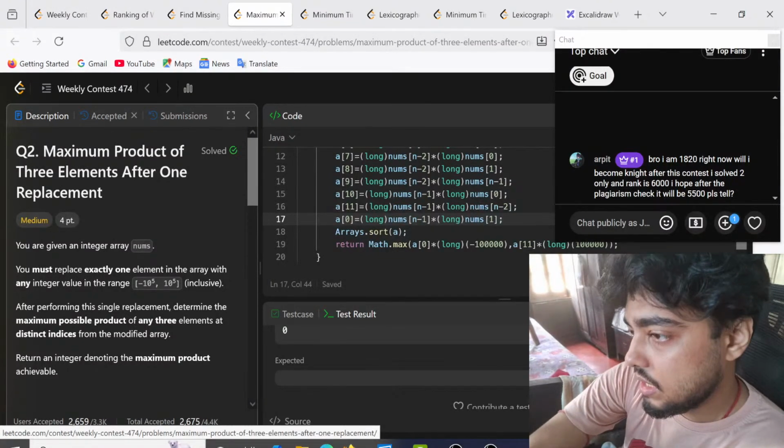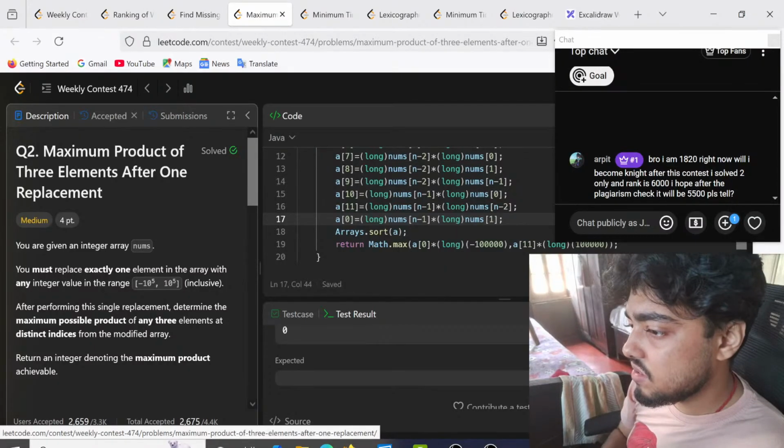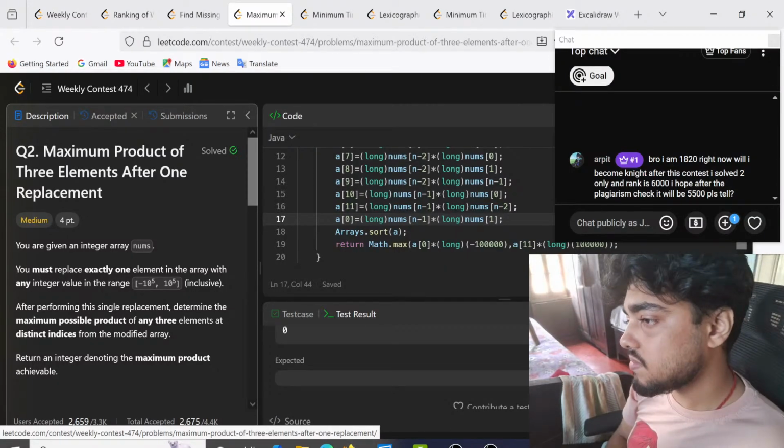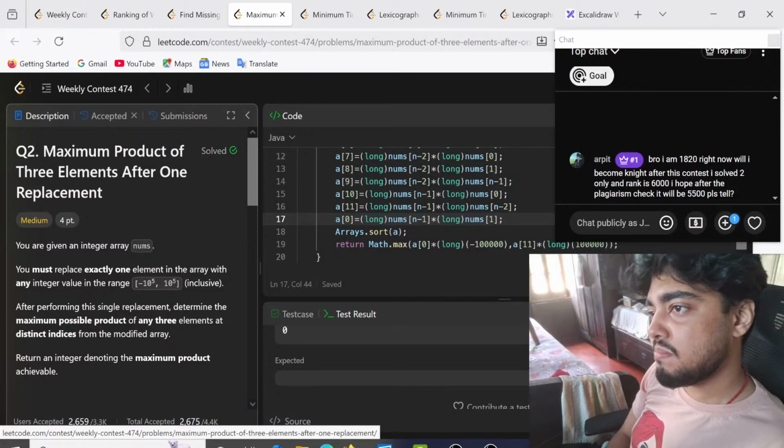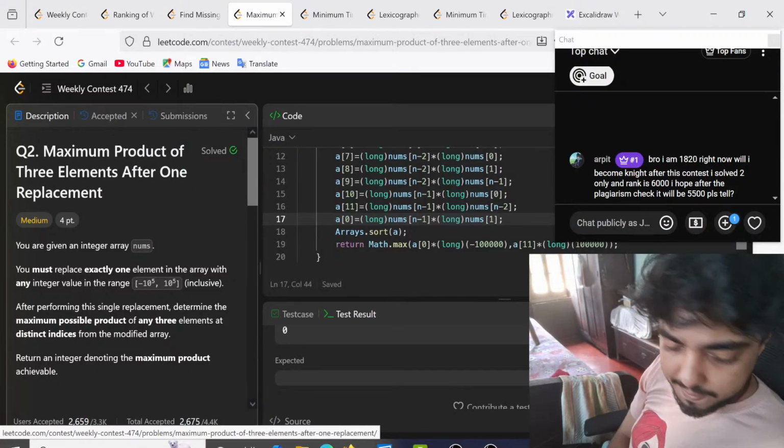After the black check, it can be 5500. It doesn't matter, it's just a matter of fact.